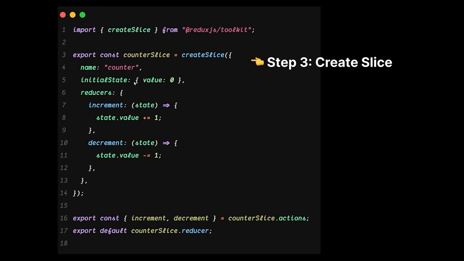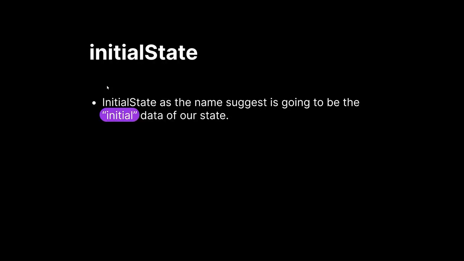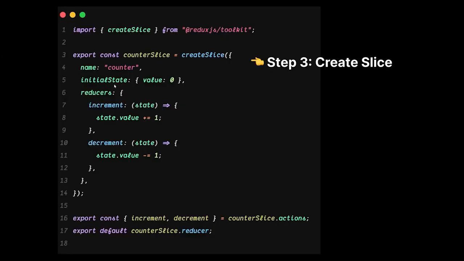Now let's talk about the initial value, the reducer, and also the actions. So first of all, let's talk about what the initial state is. Initial state, as the name suggests, is going to be the initial data of your state. Okay, so what do I mean by that? In this case, I want you to imagine the initial state to be like your useState. So in useState, you can pass anything.